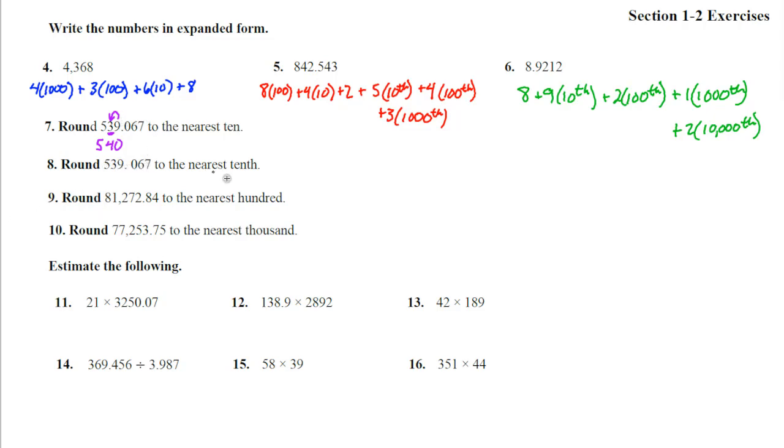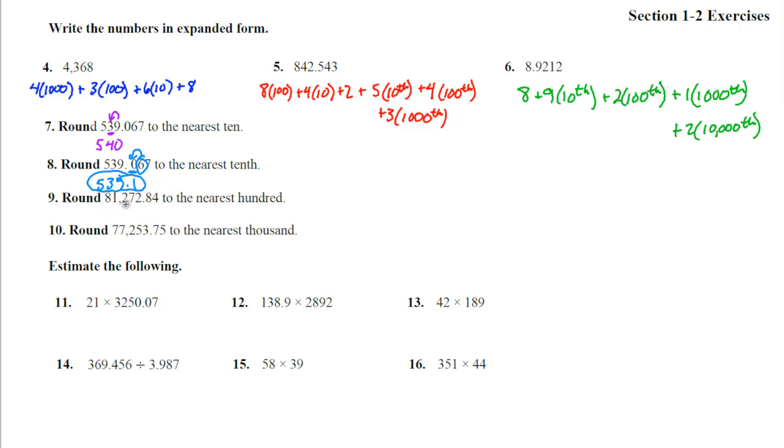Okay, the next one, round 539.067, same number, to the nearest tenth. Now, this is not 10. This is 1. Tenths place is right here. So we look at that guy, and that's bigger than 5. So that means we're more than halfway to 539.1. And notice we're now at the tenths place where we stopped the number. Good. The next one.